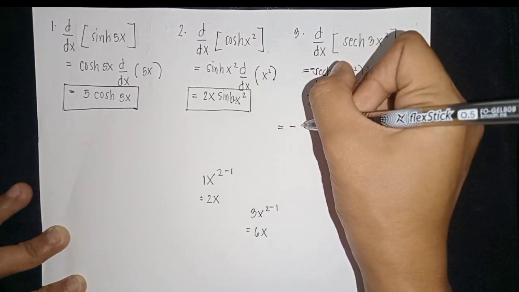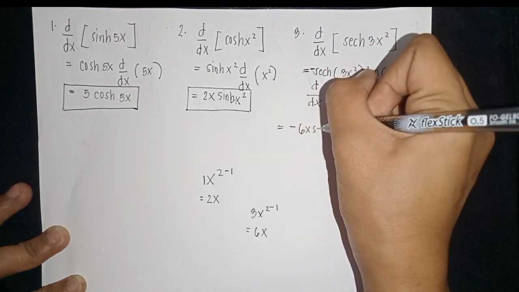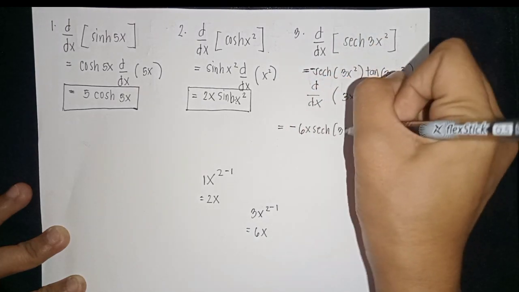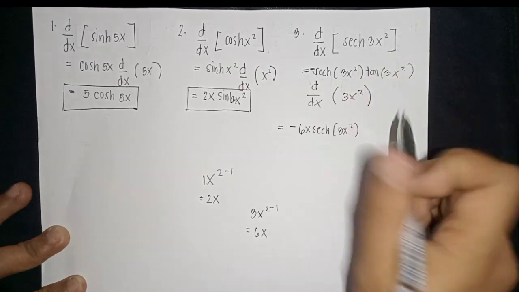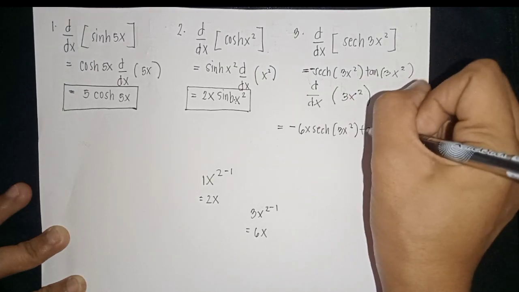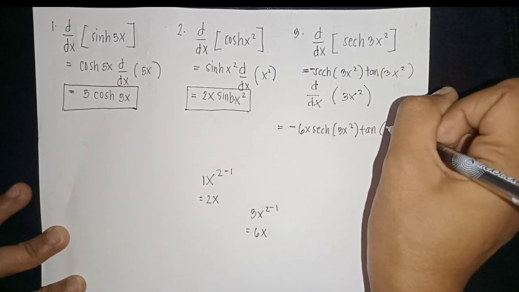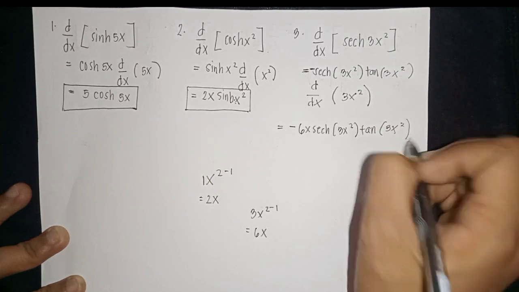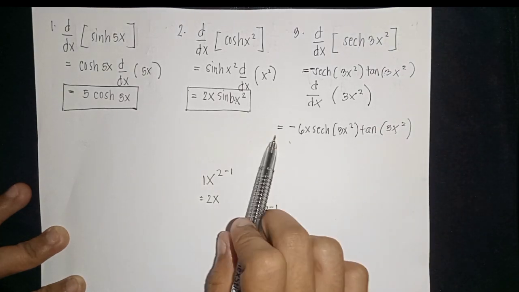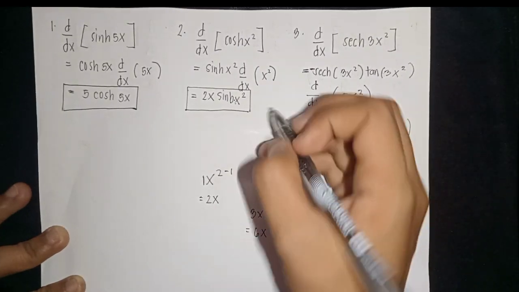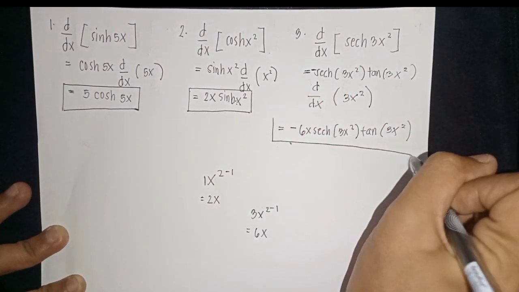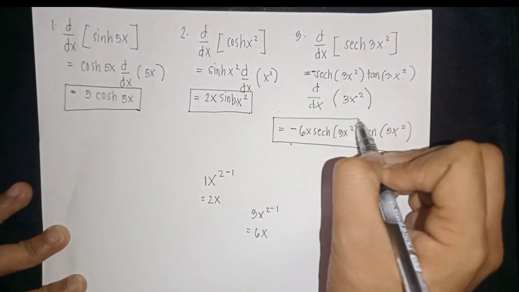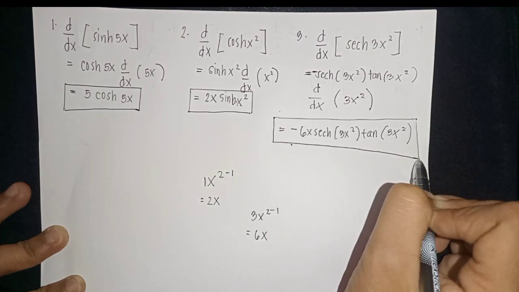So now we can see that if we multiply the 6x by the negative sign, it will become negative 6x hyperbolic secant of 3x squared times hyperbolic tangent of 3x squared. So that is our final answer.